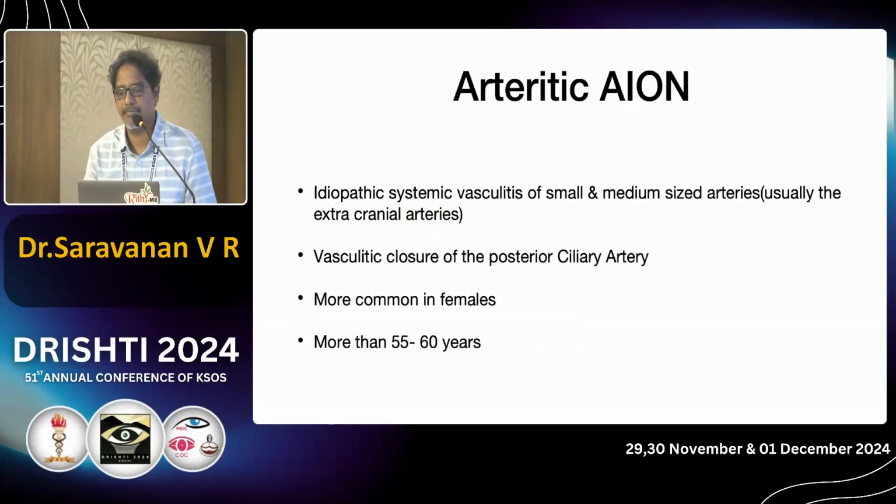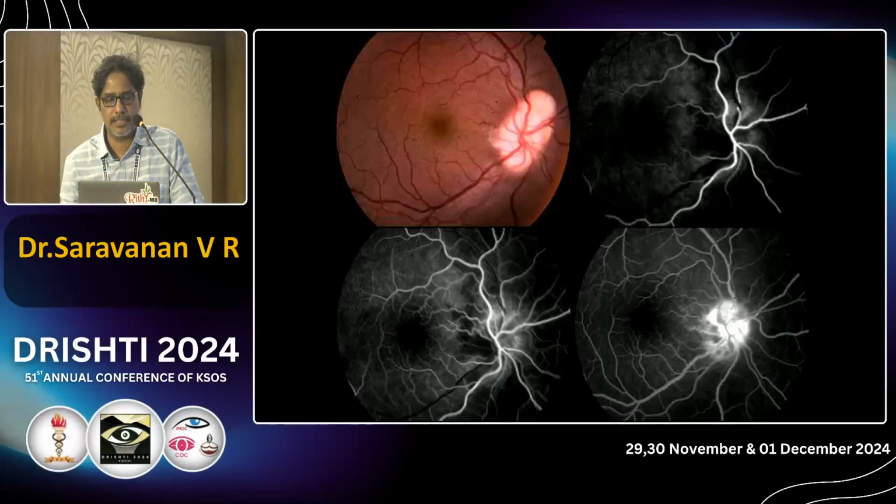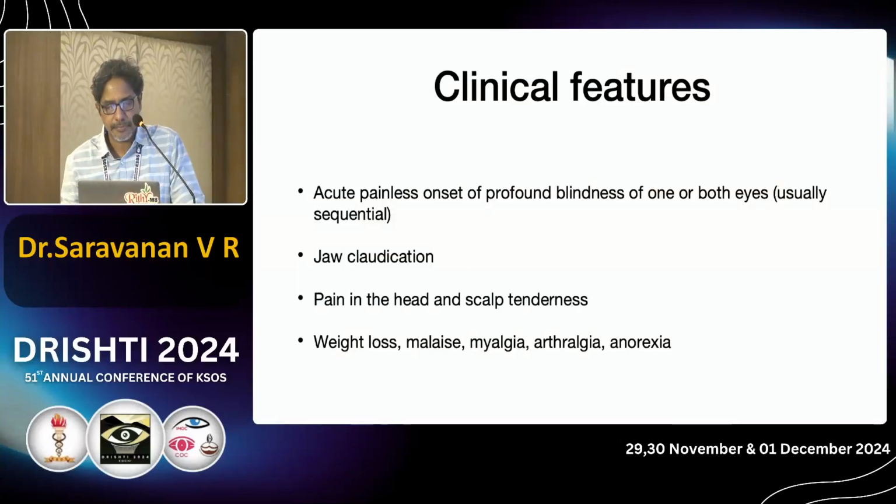In arteritic type, the picture is a little bit different. You have significant systemic symptoms, and it's usually a little bit higher age group, as you can see here. And the disc edema is much more profound, like you see in this patient. And you can see the presence of jaw claudication, malaise, sometimes myalgia, sometimes mild fever also can be noticed.